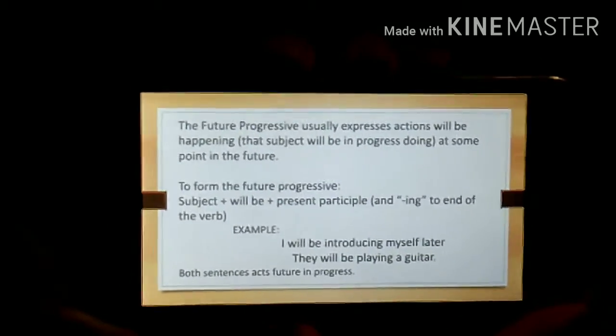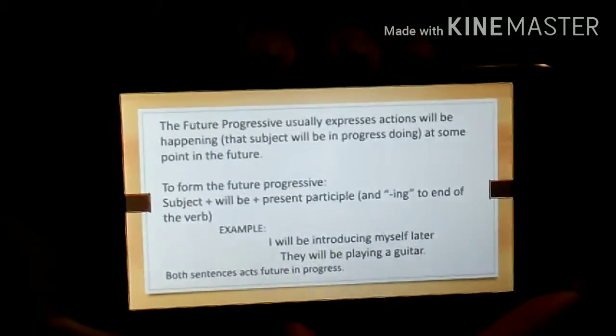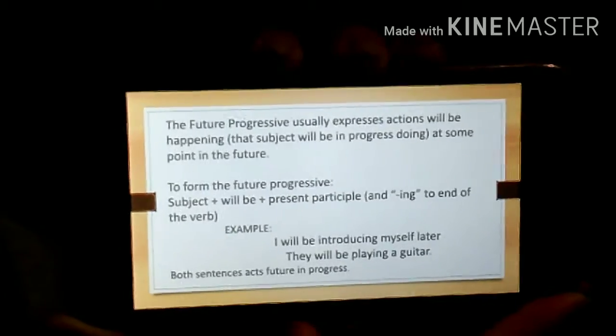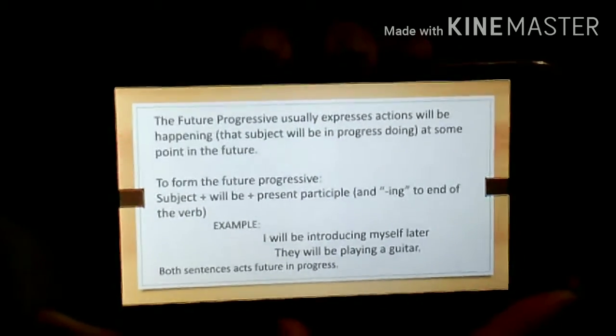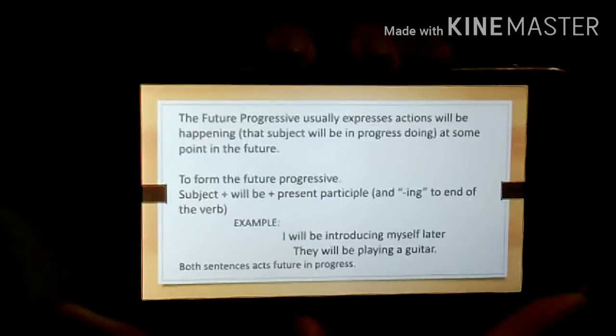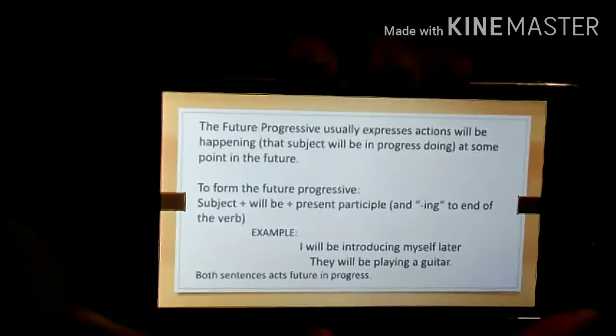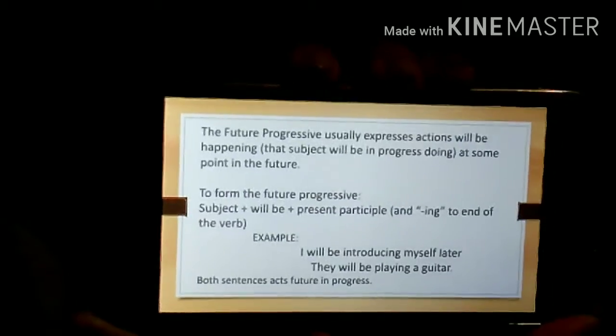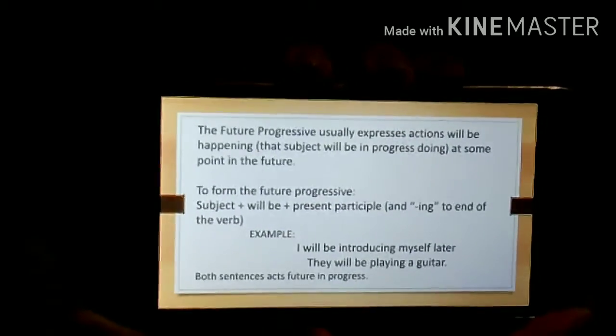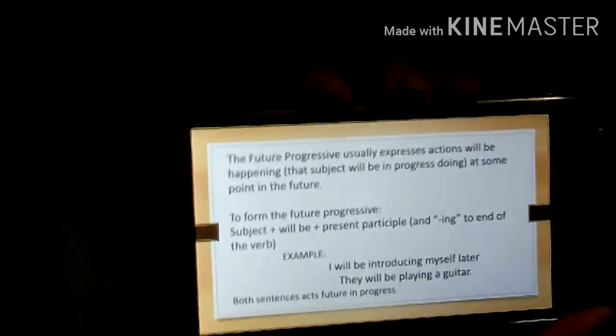Next, they will be playing a guitar. They is the subject, plus will be, plus the present participle, which is play, plus ing, so they will be playing a guitar. Both sentences are future actions in progress.